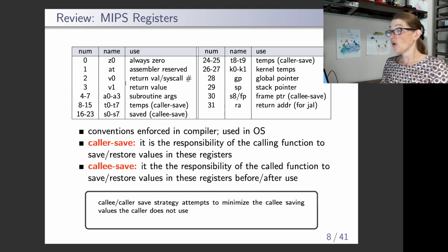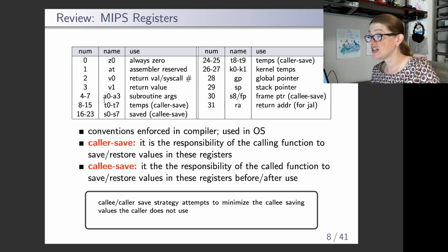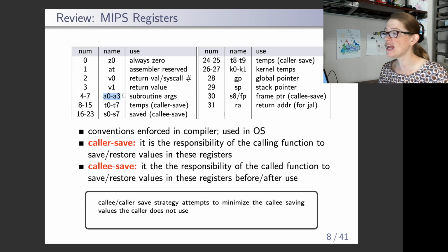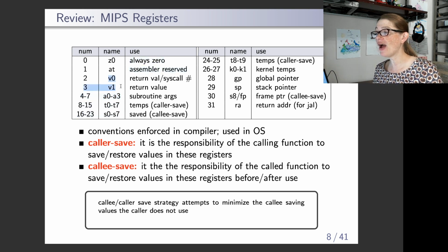So we have some very special conventions. Registers 4 through 7, which correspond to what we are naming in OS 161, A0 to A3, those are for the arguments to functions. Then we use V0 and V1, which are registers 2 and 3, for return values.